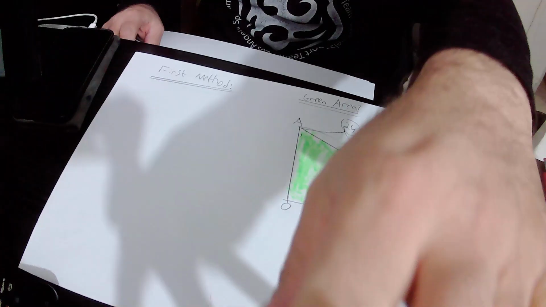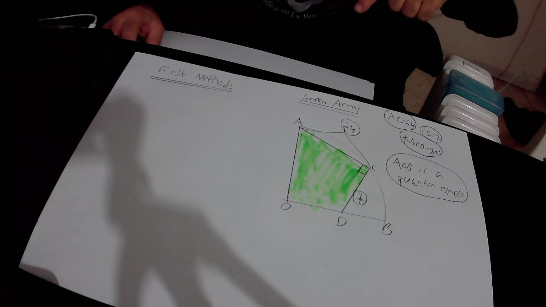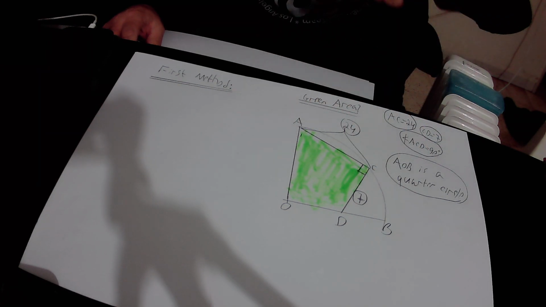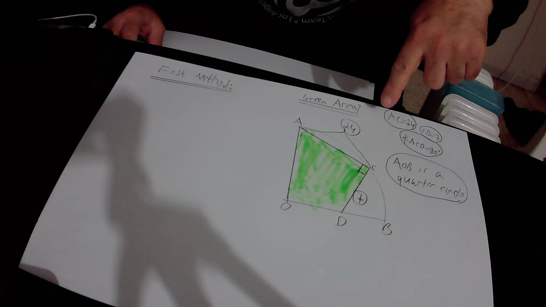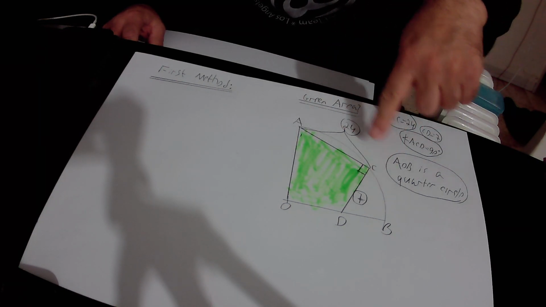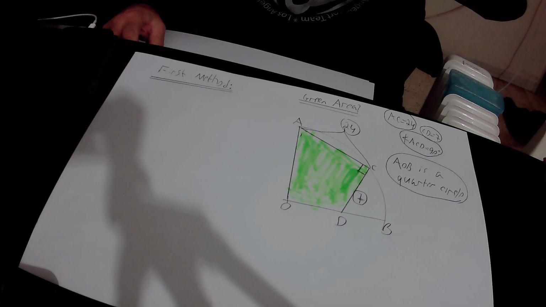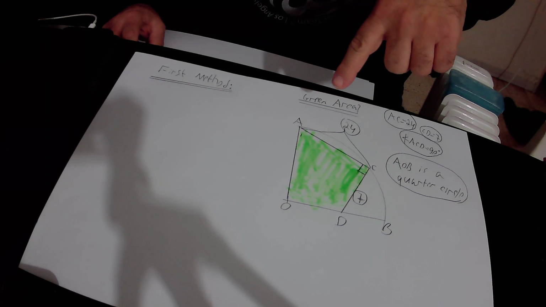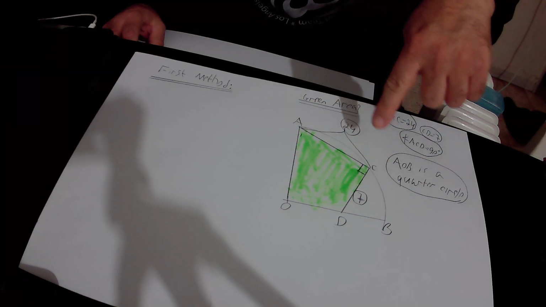In this lecture we find out the area of the green shape using two different methods. In the drawing we have a quarter circle. AOB is a quarter circle. Inside this quarter circle we have the green quadrilateral AODC, and our mission is to find out the area of the green quadrilateral AODC.